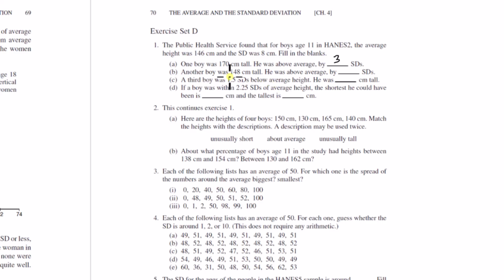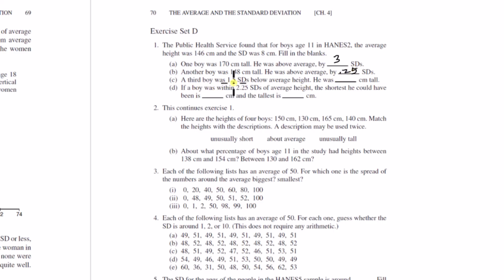Another boy was 148 centimeters tall. He was above average by how many standard deviations? Well, he's 2 centimeters above the average. The standard deviation is 8 centimeters, so 2 divided by 8 is what? That's 1/4. So this is a quarter of a standard deviation.